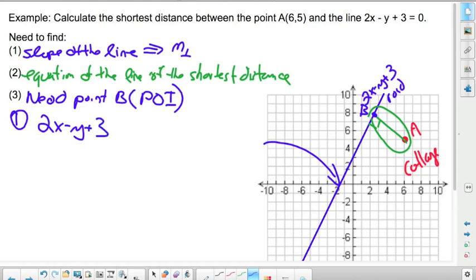So what form of a line will give us the slope? y equals mx plus b. Yeah, so we just need to convert that to y equals mx plus b. Isolate for y. So we want to convert, as Amy said, from standard form to slope-intercept form. I want to isolate for y. So how can I isolate for y in this case?